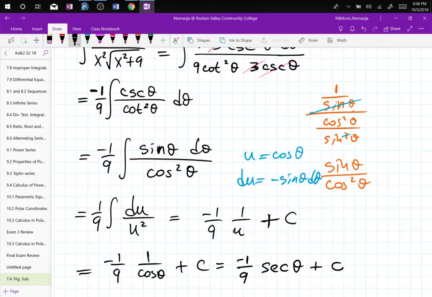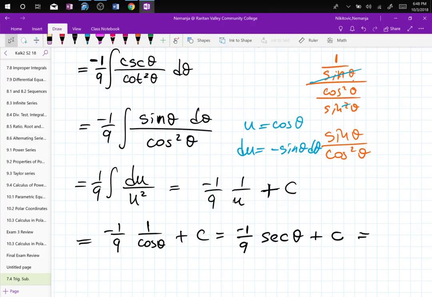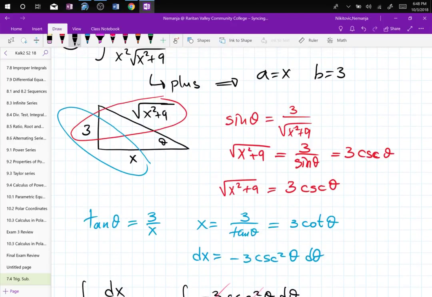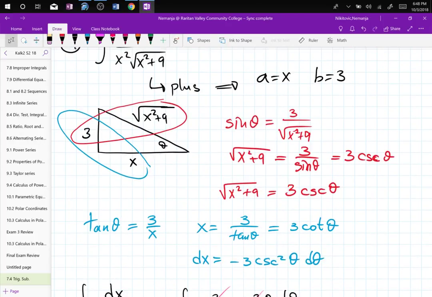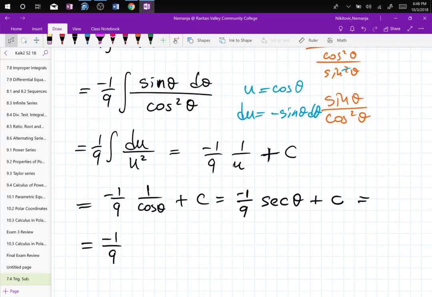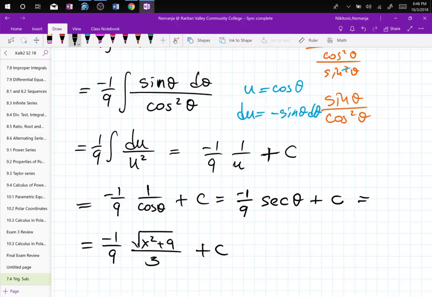Plus c. And now all I need to do is go and read what that secant is from my triangle. Now, secant is hypotenuse over opposite. So that's a square root over 3. It's a square root over 3, square root of x squared plus 9, plus c, for the total of negative square root of x squared plus 9 over 27, plus c, and you just walk away. That's it, done.